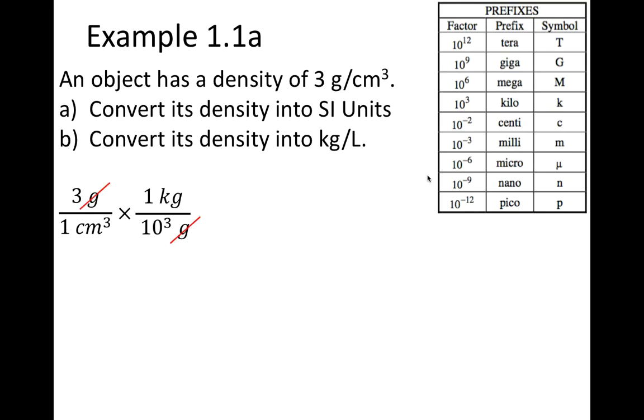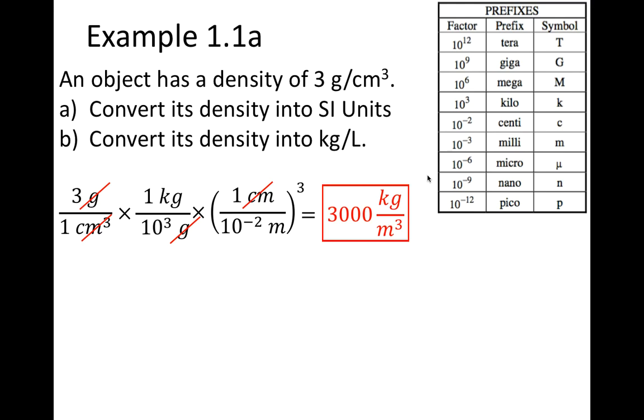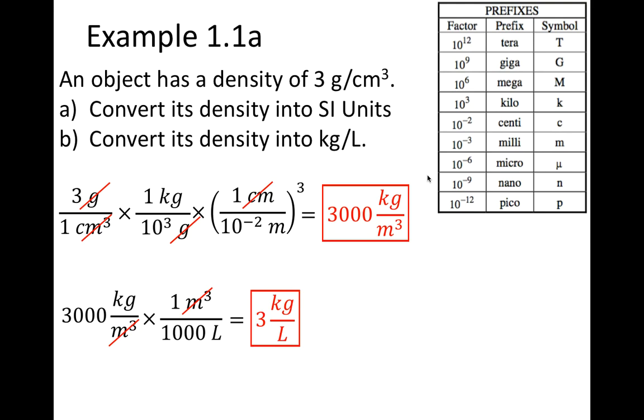We can then cancel units of grams. To eliminate cubic centimeters from the denominator, we will multiply by the conversion factor from centimeters to meters. However, you must remember to cube this factor to eliminate centimeters cubed. You can then multiply through, giving us our answer of 3,000 kilograms per cubic meter. To convert from kilograms per cubic meter to kilograms per liter, we simply have to multiply by the conversion factor 1 cubic meter per 1,000 liters. You can then multiply through, giving us our answer of 3 kilograms per liter. You could skip some steps if you remember that 1 gram per cubic centimeter is equivalent to 1 kilogram per liter.